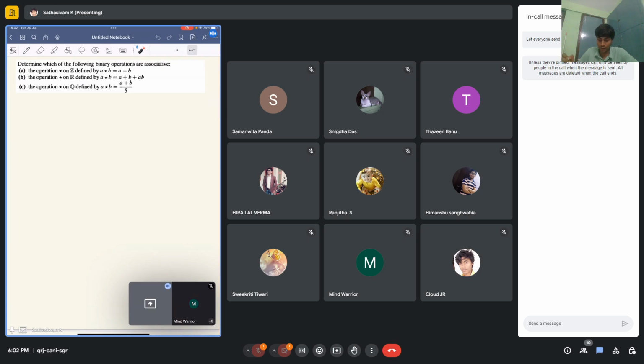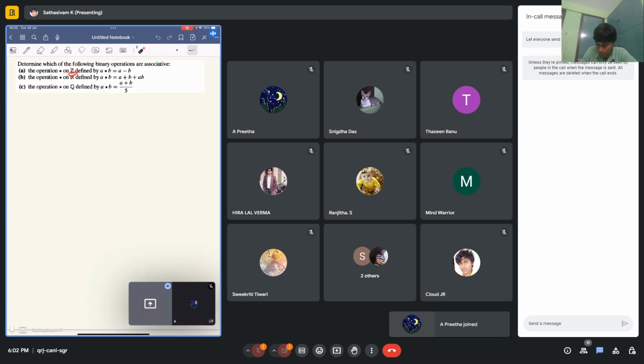So the first question says the following. You want to determine which of the binary operations here are associative. The first one: Z is a set in which a binary operation is defined as A star B is A minus B. The question is whether it is associative. Similarly, the second star is defined on R where A star B is A plus B plus AB. And whether this one is associative, and there is another one defined on Q.